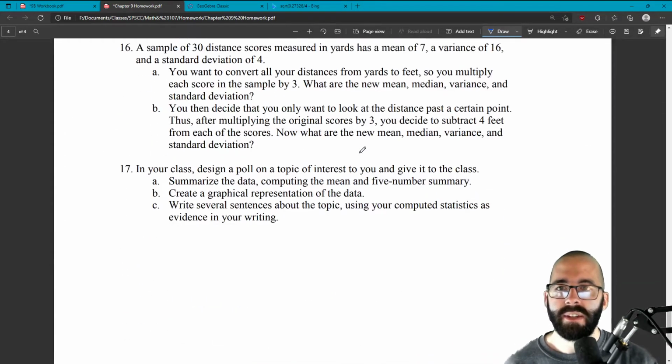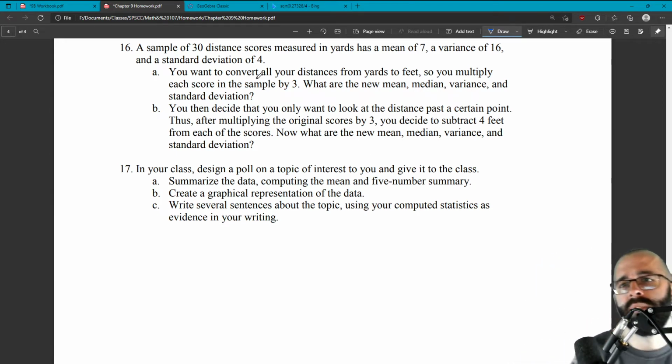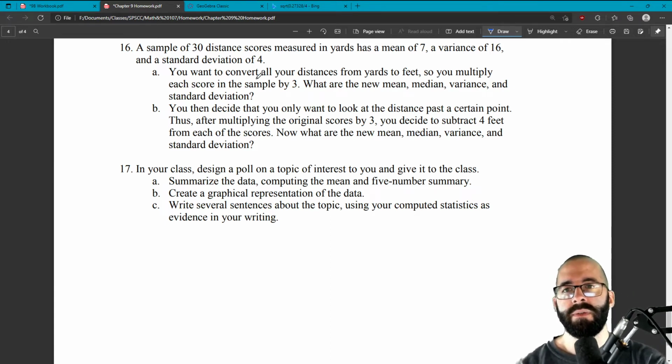Lastly, let's look at number 16. This is a bit of a weird one. So there's a sample, and that sample has 30 distance scores. So there are 30 data values. They're all distances. We don't know what the distances are. And they're all measured in yards. So we have 30 data values, all measured in yards.